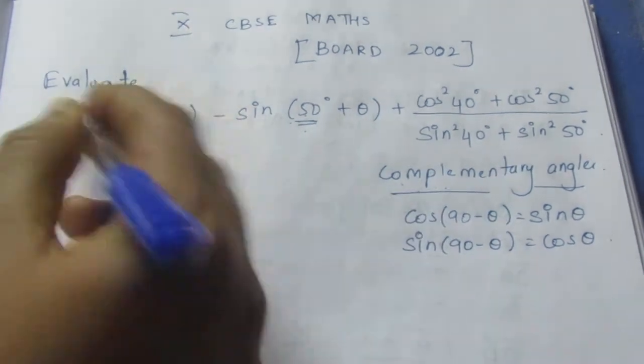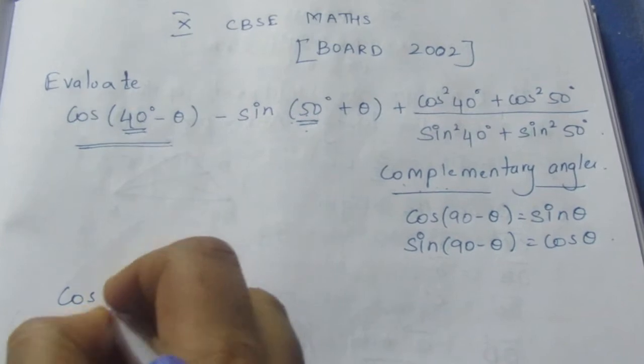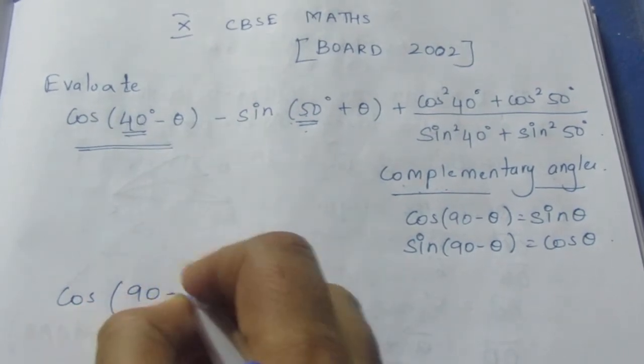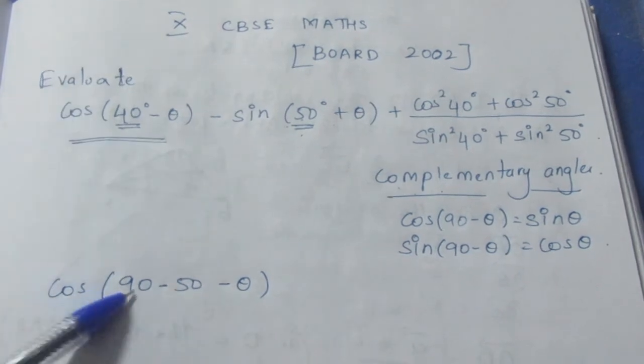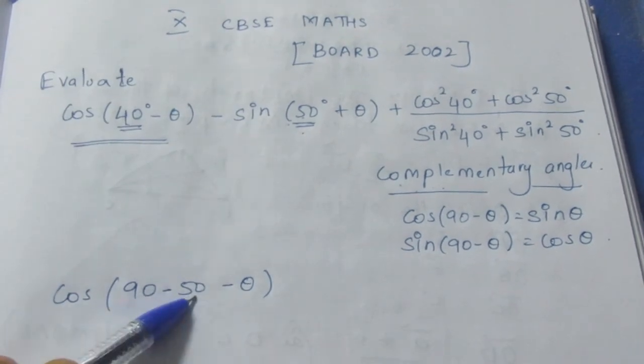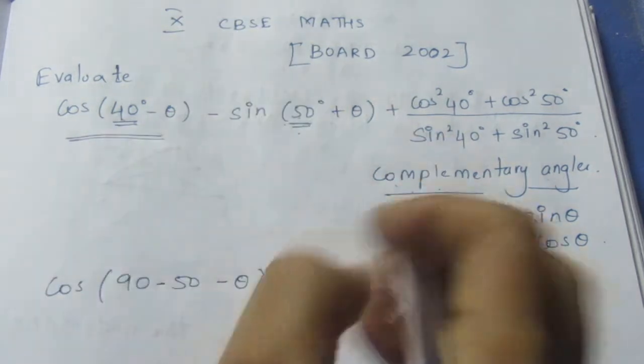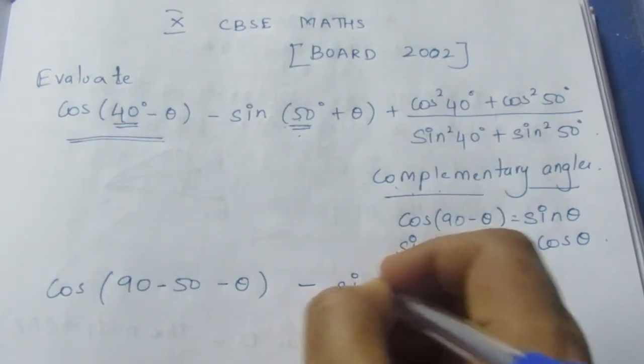Now I am going to change this. I can write my cos 40 as 90 minus 50. Instead of 40, we can write this to be 90 minus 50, because 90 minus 50 is nothing but 40. I will not change this, I will write this as it is.